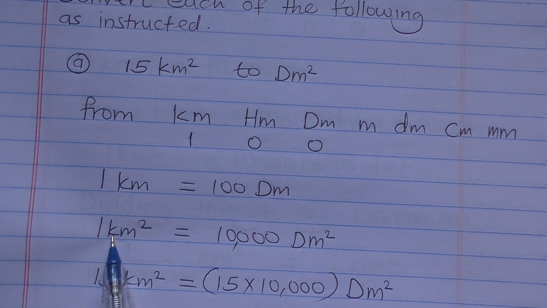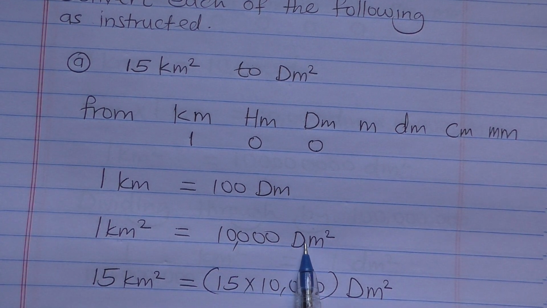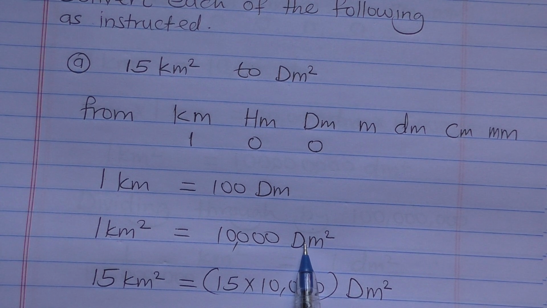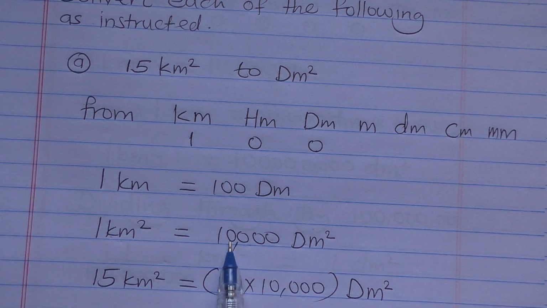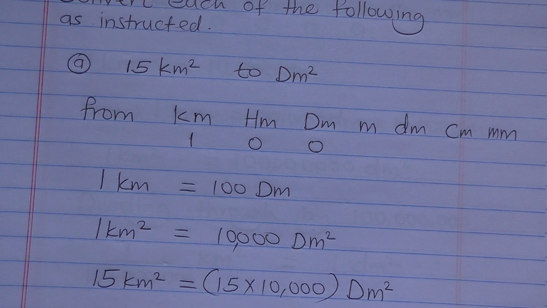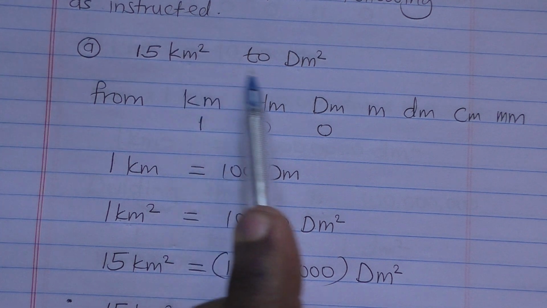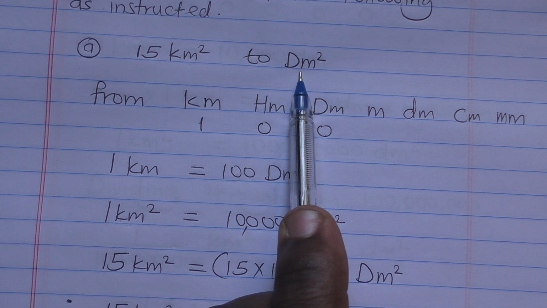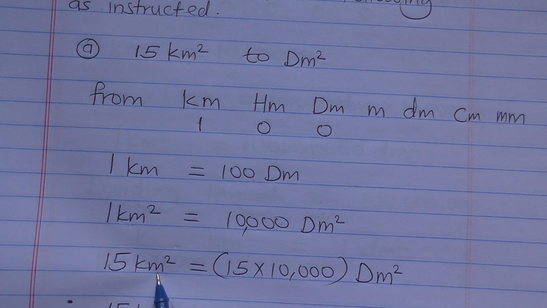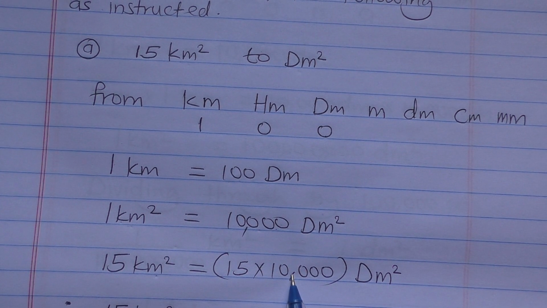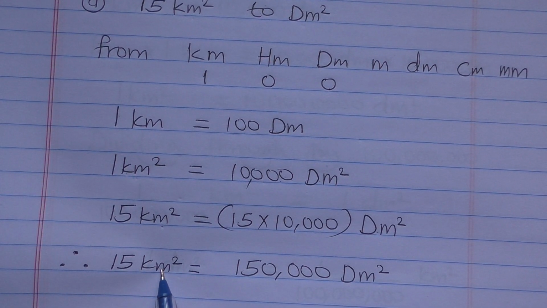So we get 1 kilometer squared being equivalent to 10,000 decameters squared. How did we get 10,000? Because we multiplied 100 twice to give us 10,000. And therefore, remember we are converting 15 kilometers squared to decameters squared. And therefore, 15 kilometers squared will be equivalent to 15 times 10,000 decameters squared.